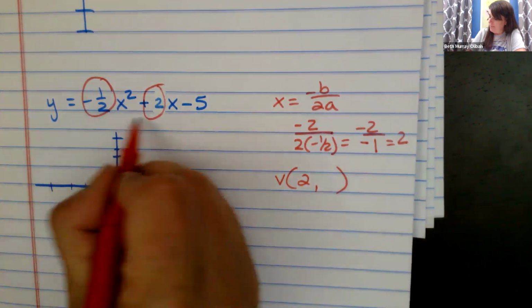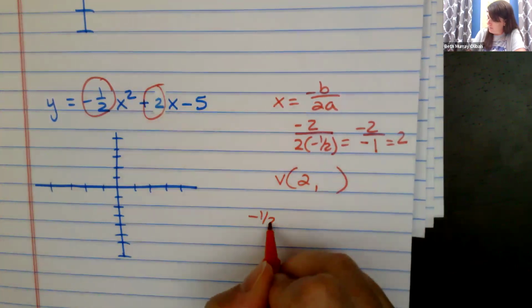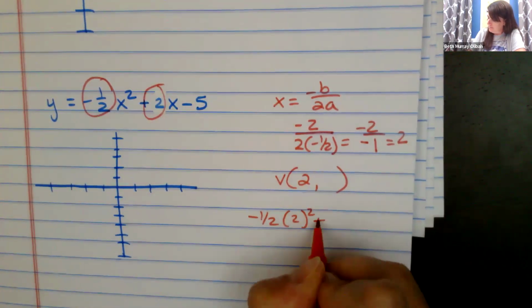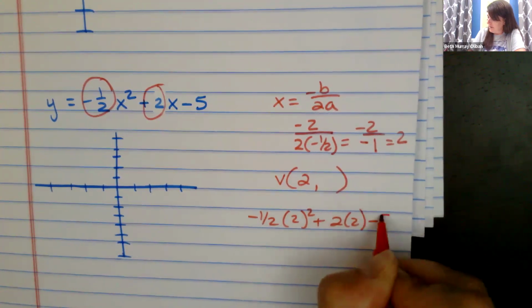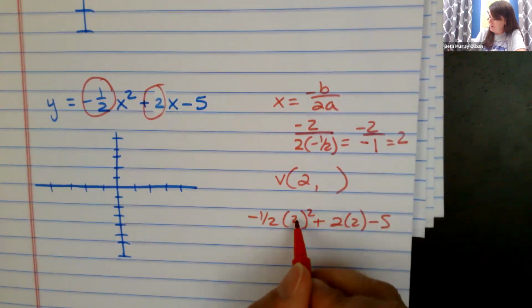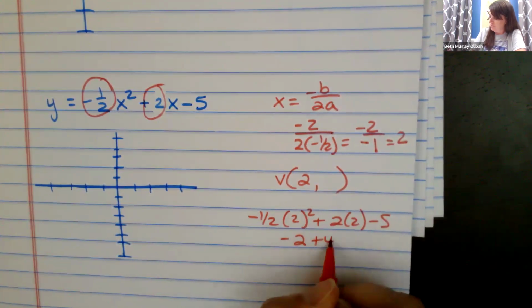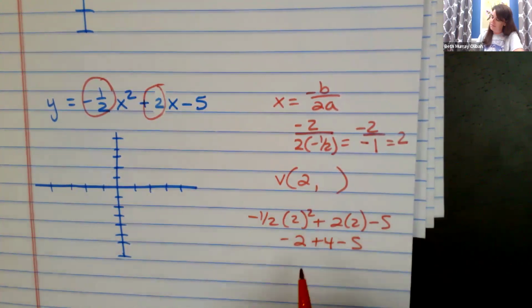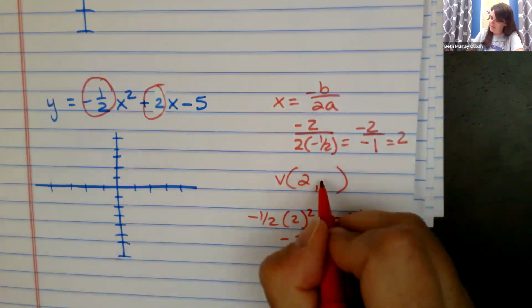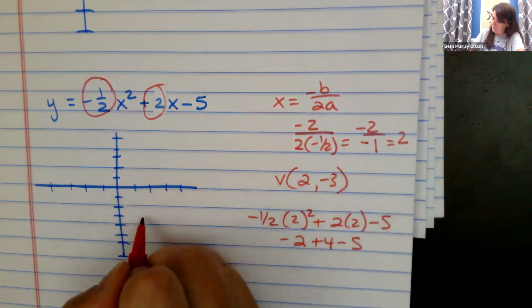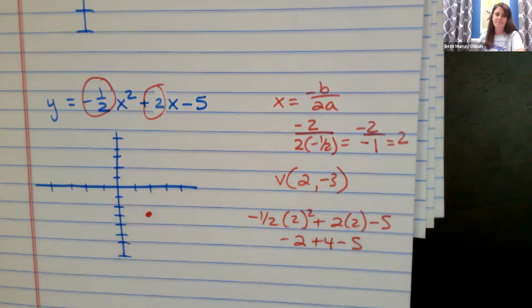So I'm going to plug +2 into my equation and see what I get. 4 times a -1/2 is -2. So 2 minus 5 is -3. So that's my vertex. Now, where should I go from there?